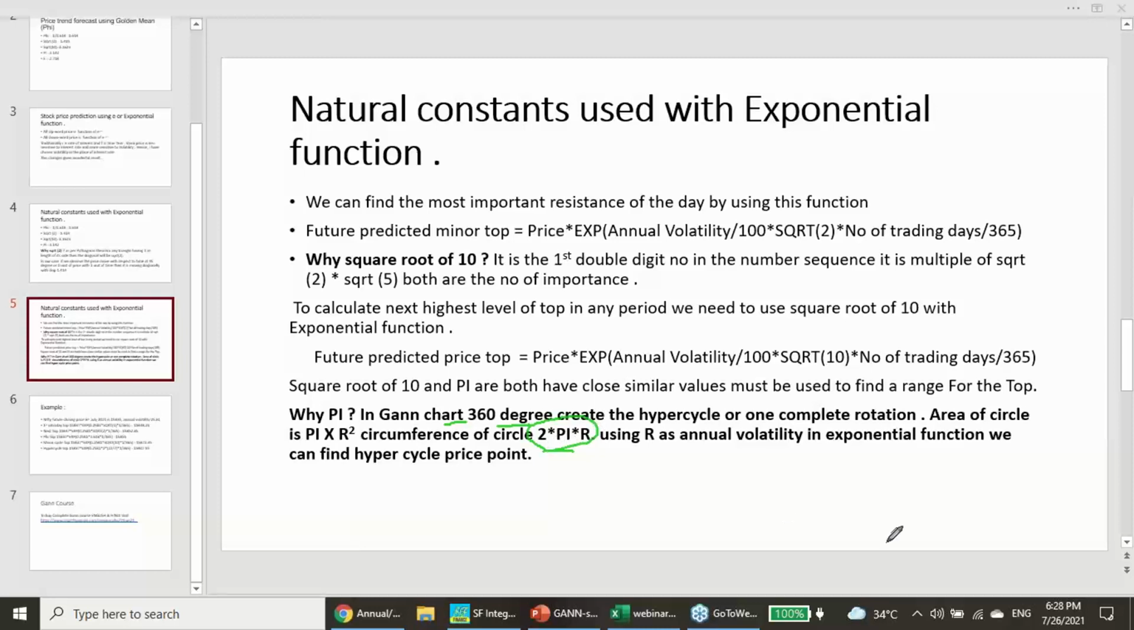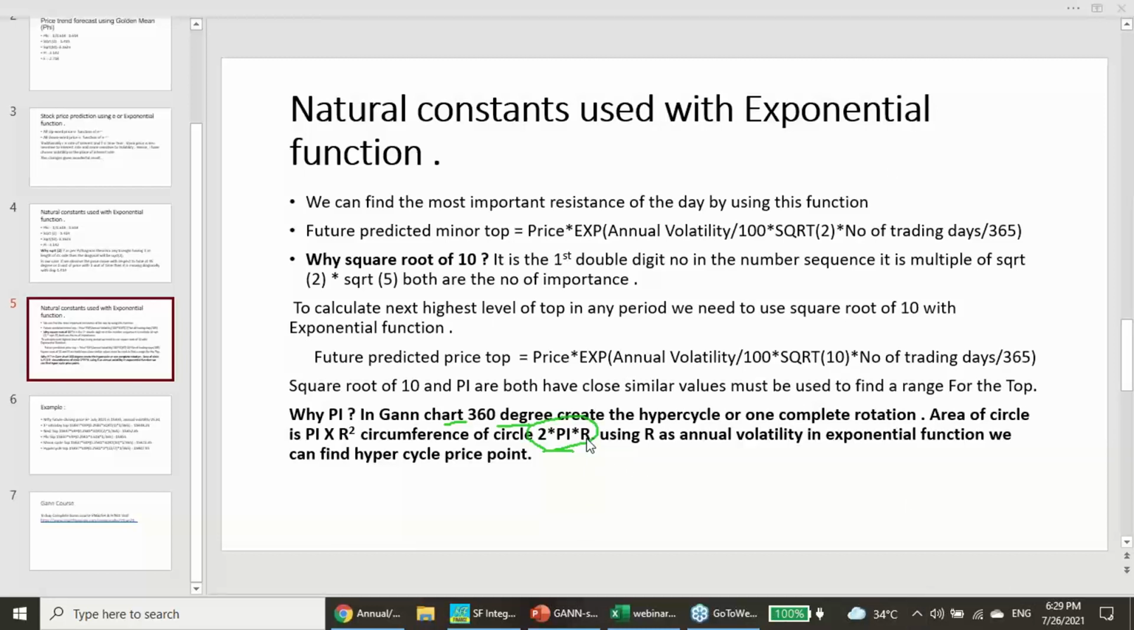So in 2 pi r, my r is nothing but my volatility, which is already being used. Using this particular volatility, a 2 pi r rotation will be a hypercycle. That hypercycle may be an intraday hypercycle, a 2 days hypercycle, or a 5 days hypercycle. Gann says that whenever a stock price or any price moves by 360 degrees, it is known as a hypercycle, a complete rotation.